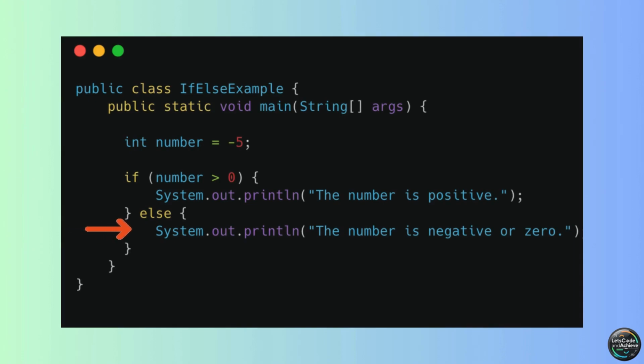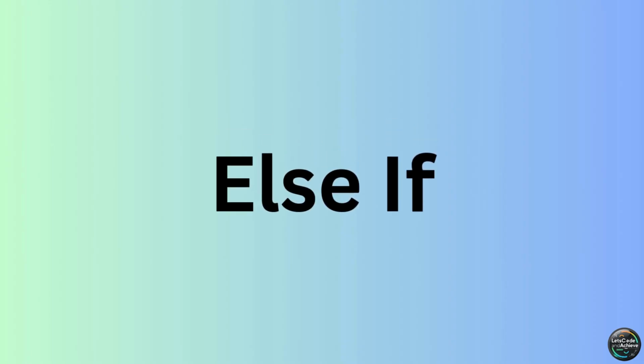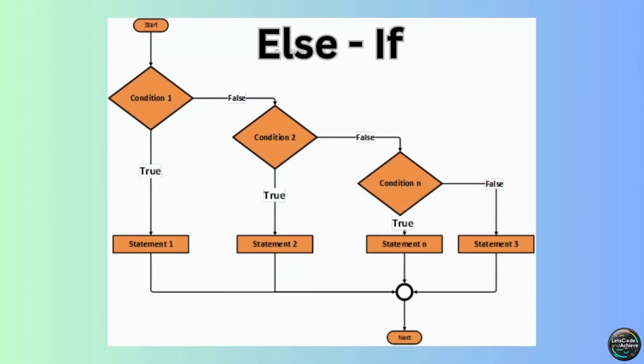The beauty of if-else is that it gives you a simple way to manage two different paths in your code. But what if you have more than just two paths to choose from? Well, that's where the else if part comes in. It's like adding more branches to the decision tree.